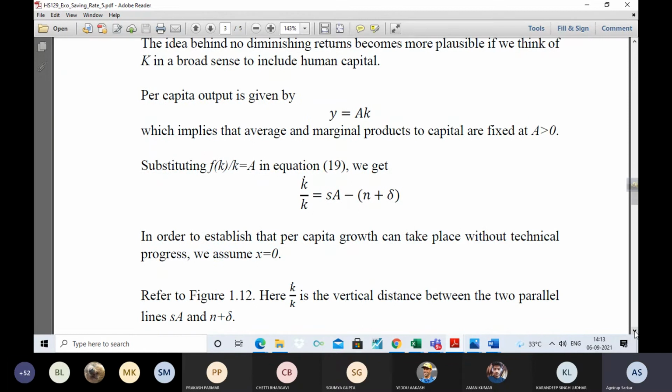Now, if we refer to our basic Solow-Swan equation, equation number 19, we'll stick to that basic equation. In place of the average product of capital, which is Fk by K, we are going to use our new expression, which is Fk by K equal to A. If we plug that relation into the basic Solow-Swan equation, this is what we would obtain.